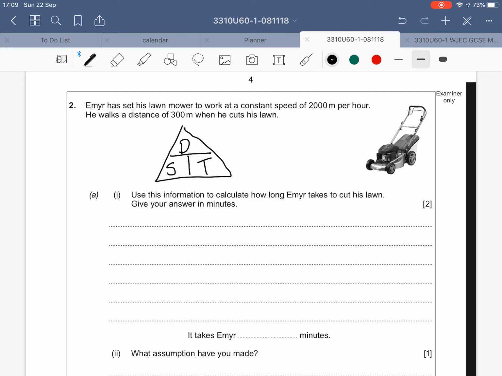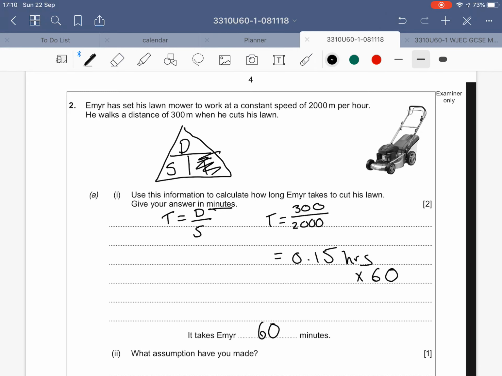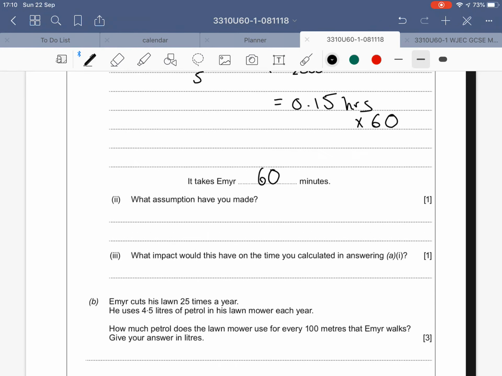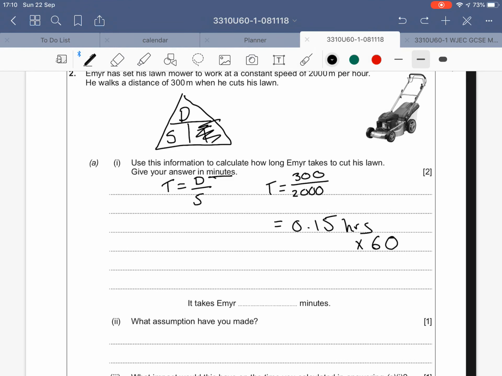So on your triangle, you would scribble out your time, and you need the distance. So time is going to be distance over speed. We know our distance is 2,000. No, it's not. Distance is 300. He works a distance of 300, and he goes 2,000 meters per hour. So that's his speed, and we get 0.15 hours. We want that in minutes, or you should know how many minutes are in an hour. You just need to times that by 60. So it is 60 minutes. No, it's not. It's 9.